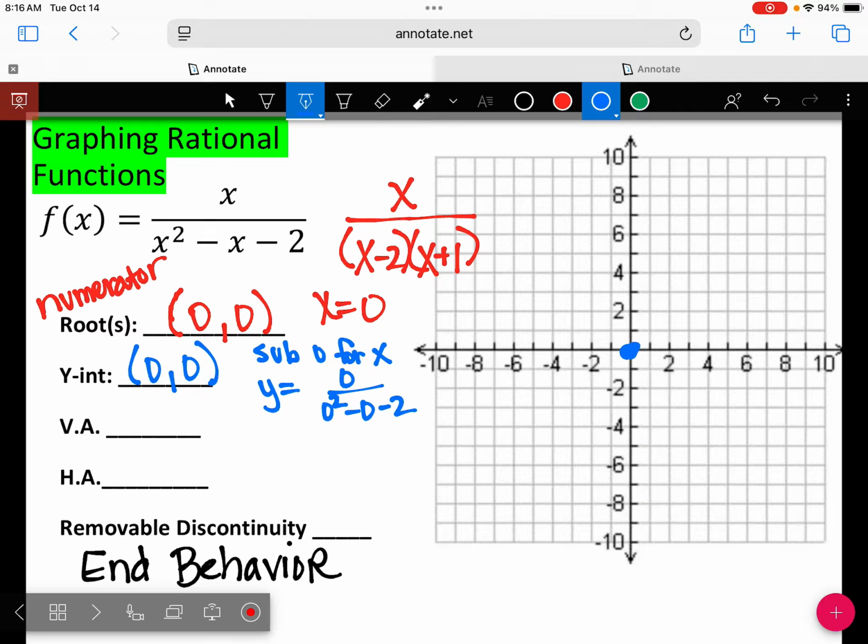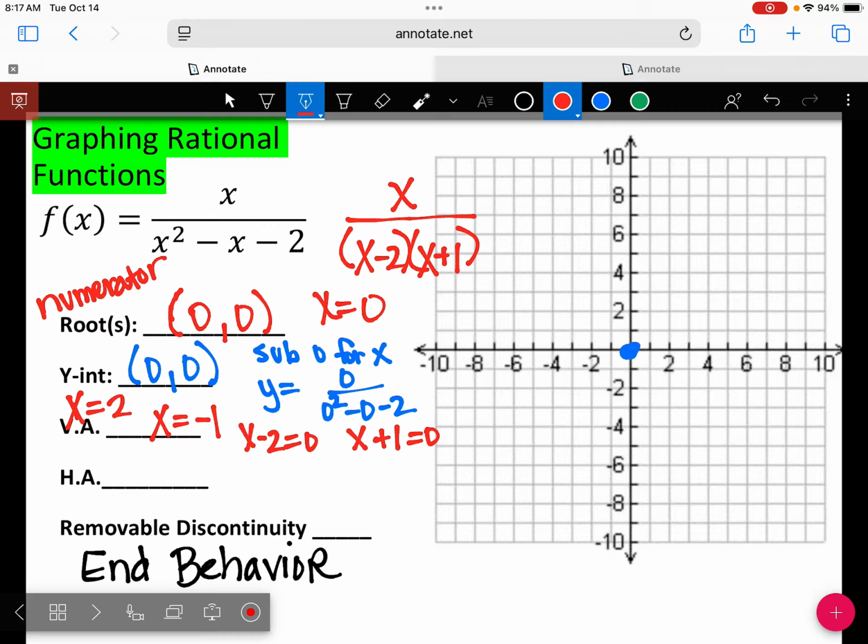Vertical asymptote, we have 2. We're going to set both of those equal to 0. So I'm going to take the x minus 2, set that equal to 0, and the x plus 1 and set that equal to 0. So that means I have a vertical asymptote at 2 and also -1. I'm going to actually write that separately though. So we have one at x equals 2 and x equals -1.